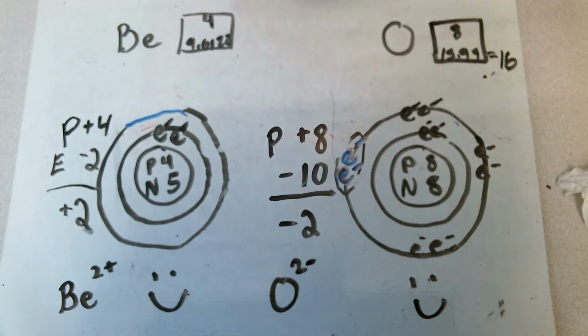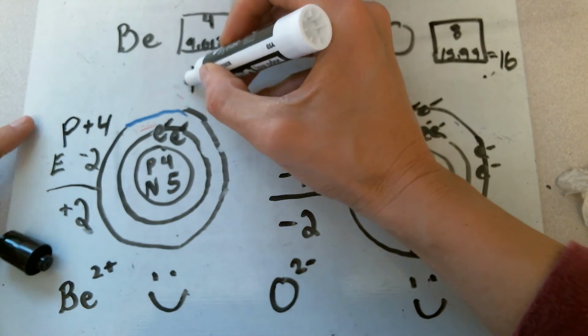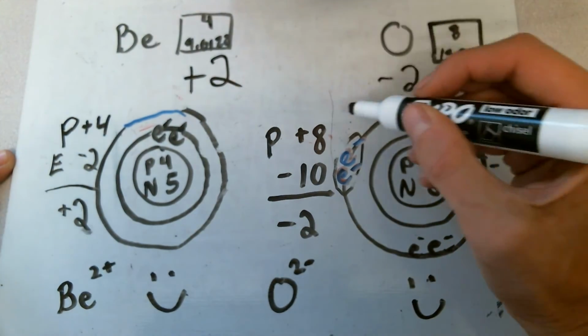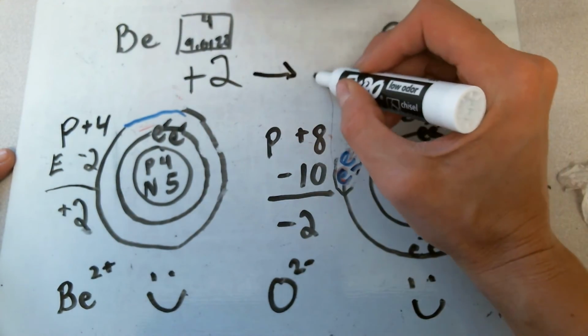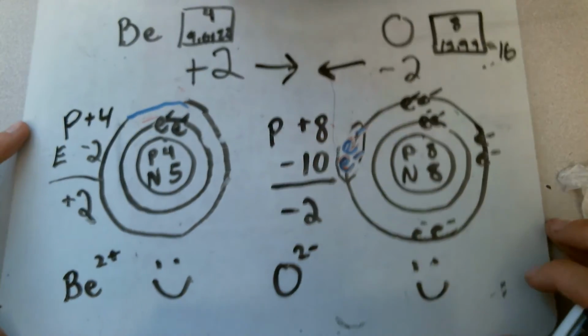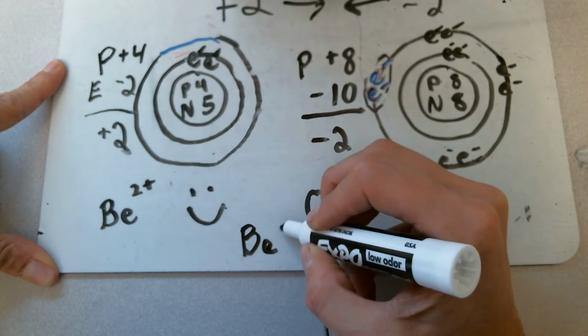Now that these charges are equal and opposite, the positive charge here, 2 plus, and the negative 2 charge here make them come together, just like magnets of opposite charge. So then we now have this compound that's called beryllium oxide.